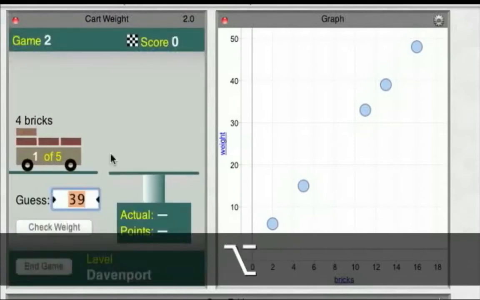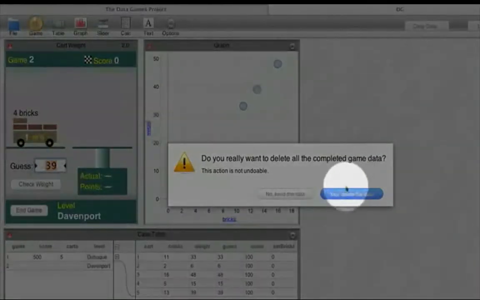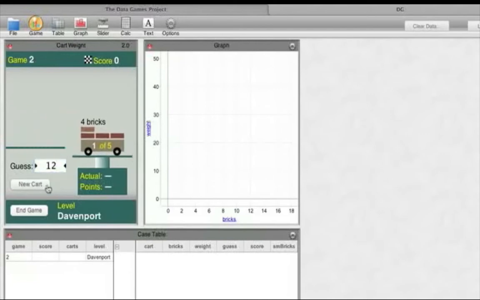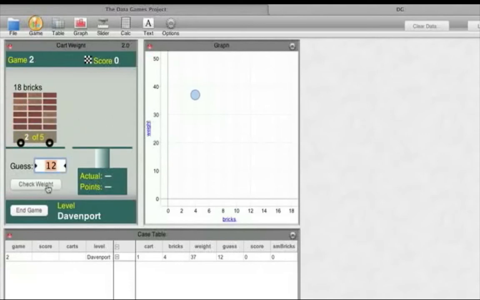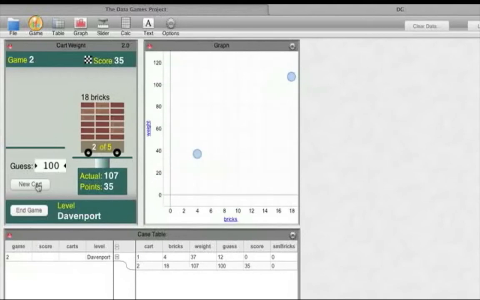I immediately start a Davenport game, and a new cart shows up with 4 bricks. I clear my old data. Now, suppose I thought the bricks were 3 each. I type in 12 and check the weight. I find out the actual weight is 37. Wow, I was off by a lot. Now I get a new cart and I see 18 bricks. I might think 18 bricks is supposed to be like 60, but I was off by a lot, so I'll try 100. I check the weight and see that in fact it's 107. It's kind of close. I got 35 points, but that's not good enough if I want to move up.